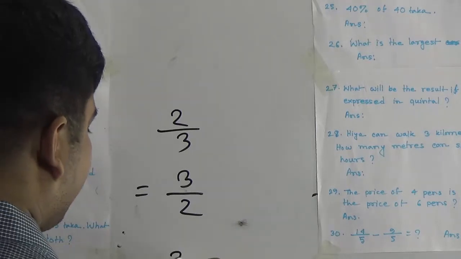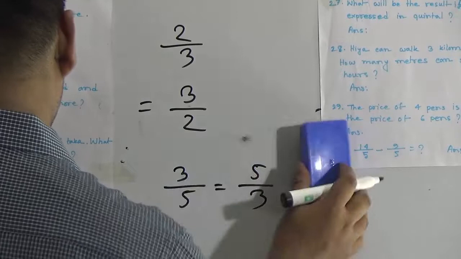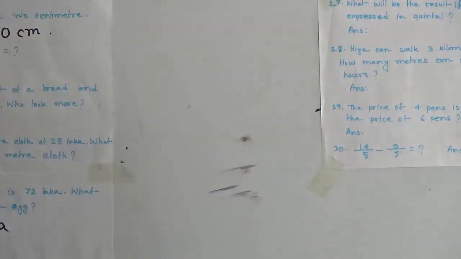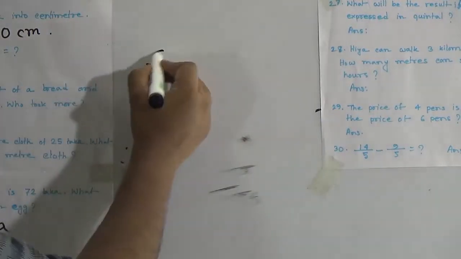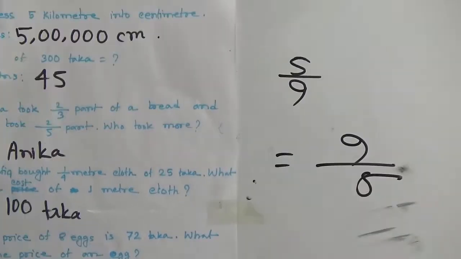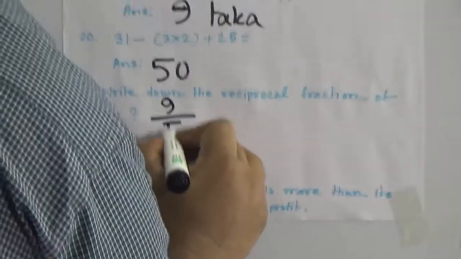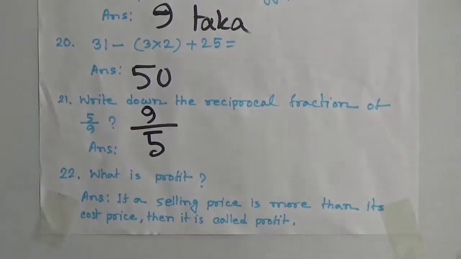Another one, 3 by 5. So its reciprocal fraction is 5 by 3. Here the required fraction is 5 by 9. So what is the reciprocal fraction? 9 by 5. Here we write 9 by 5 and it is the answer.